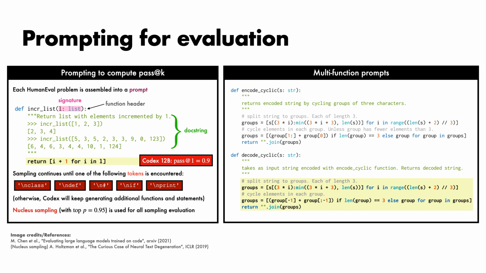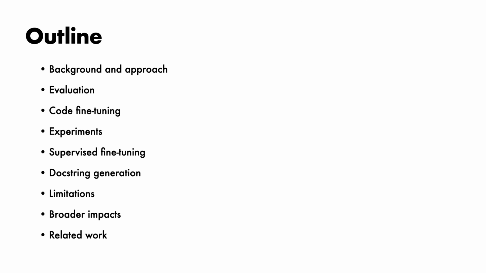This problem is considerably more challenging than incrementing the values in a list, and consequently, the Codex 12 billion parameter model finds it much harder. The chance that it solves it with a single sample is 1 in 200. Next, we come to experiments.